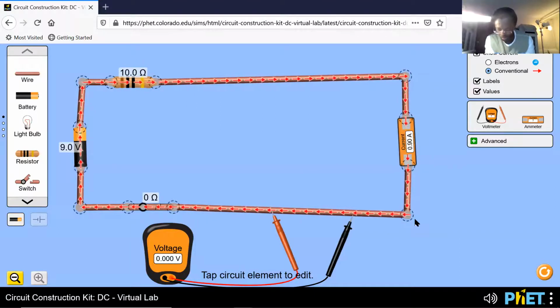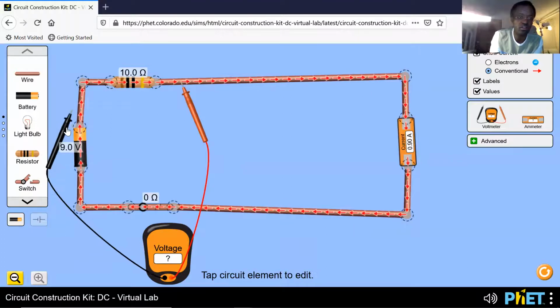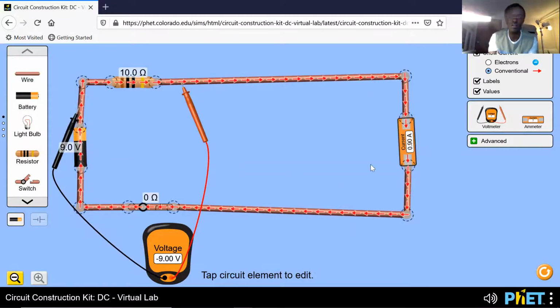Record on the second page, record in table 1 values for current in circuit as shown on ammeter and voltage across resistor as shown on voltmeter. Okay, so to measure the voltage across the resistor, we go here, just like we did before, and here is 9, and the current is 0.9.